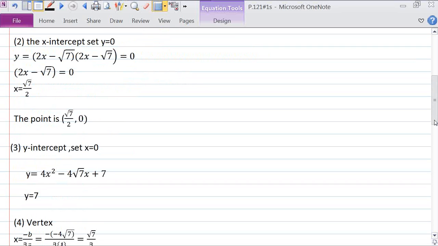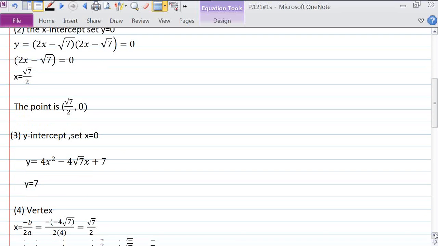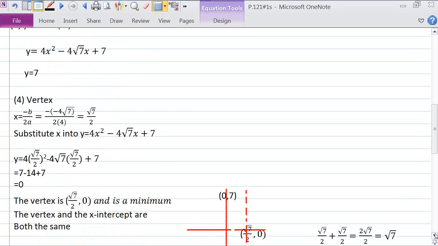Now, to find the y-intercept, we set x equal to 0 in the equation. This term will be 0, and this term will be 0, so y will equal 7. So we have the ordered pair 0, comma 7 as the y-intercept, the ordered pair that describes it.